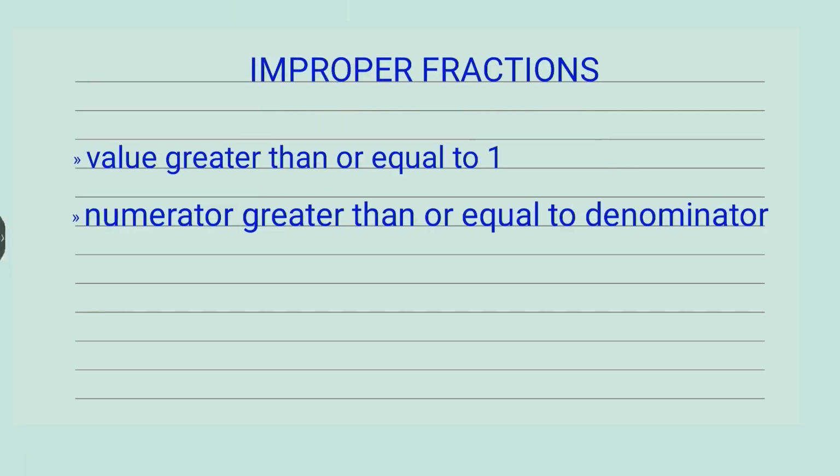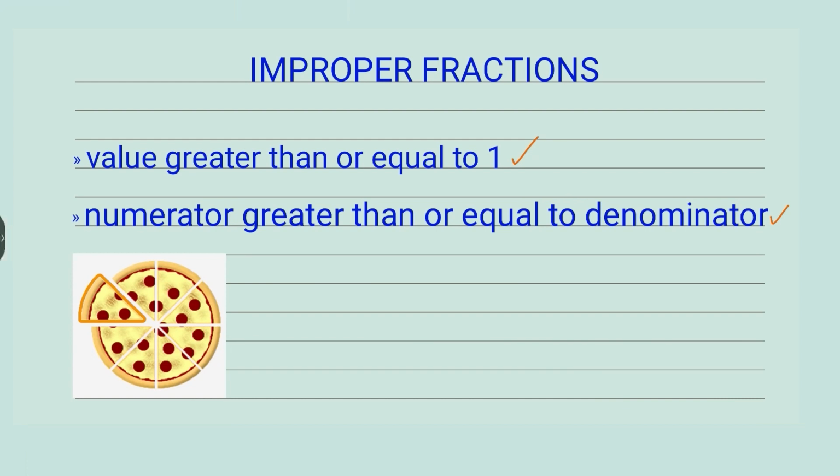Now let's jump to the next topic, improper fractions. What are improper fractions? There are two ways to identify them. First one, the value of the fraction should be greater than or equal to 1. Second one, the numerator of the fraction should be greater than or equal to the denominator.